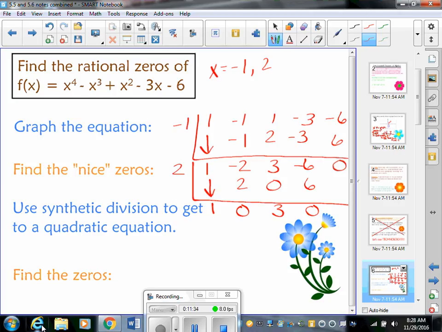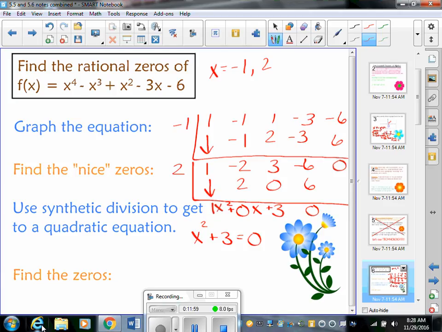All right, we started with x to the 4th. I did synthetic twice, so I'm down to x squared. So let's fill this in. I have x squared plus 0x plus 3. So really I have x squared plus 3 equals 0, because I need to either factor it or solve it in some other manner.